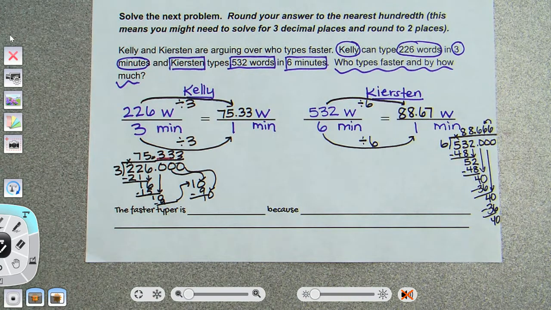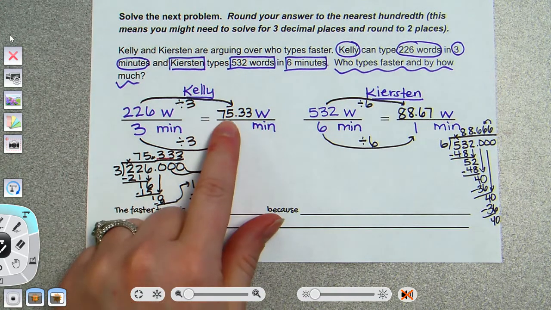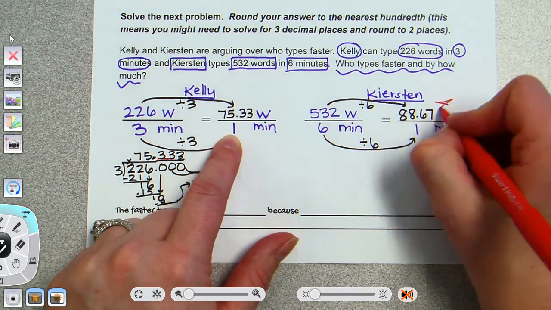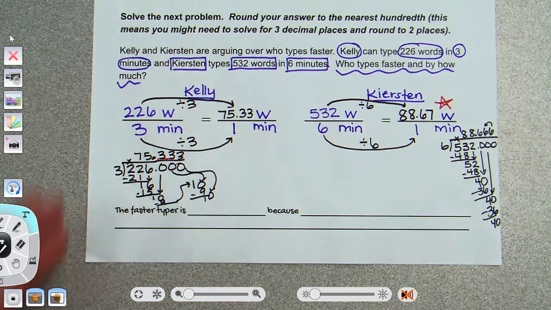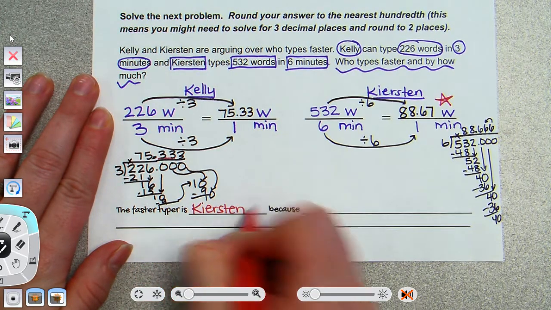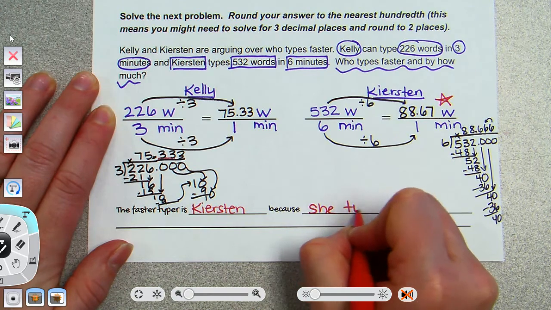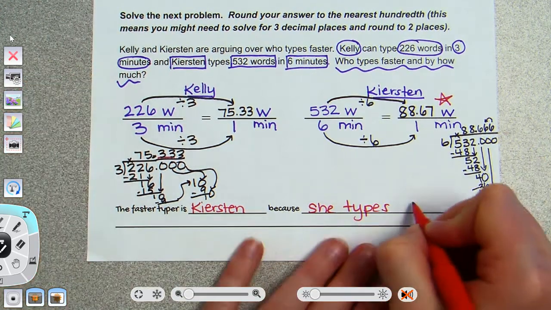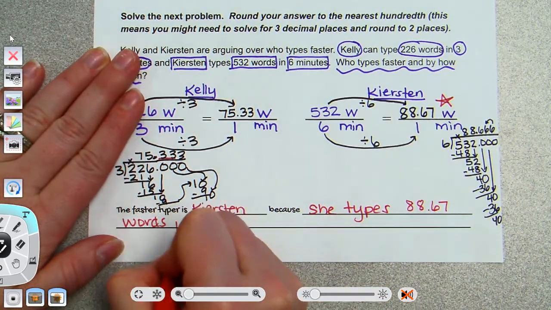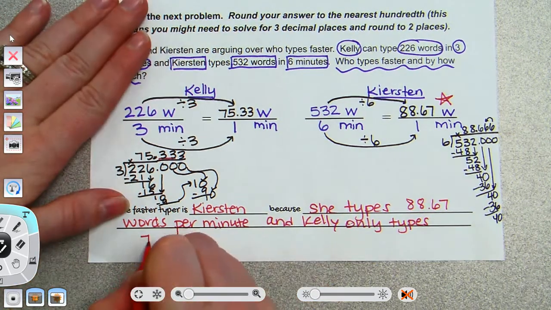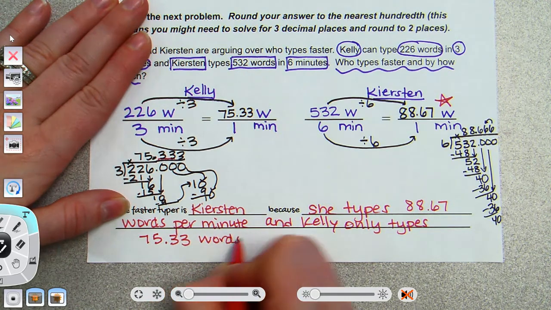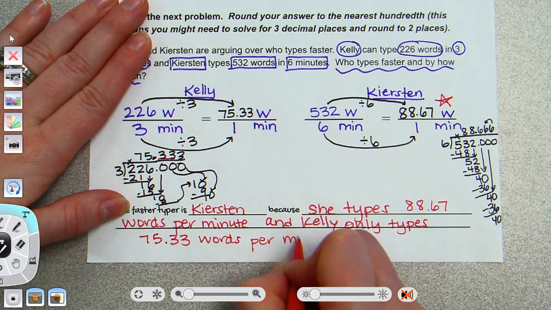So I'm going to look and see who types faster. Kelly types 75.33 words in a minute, and Kirsten types 88.67. Kirsten is faster because she types more words. So let's craft our answer. The faster typer is Kirsten, because she types 88.67 words per minute. Kelly types 75.33 words per minute.